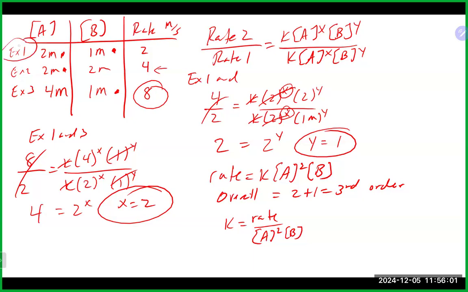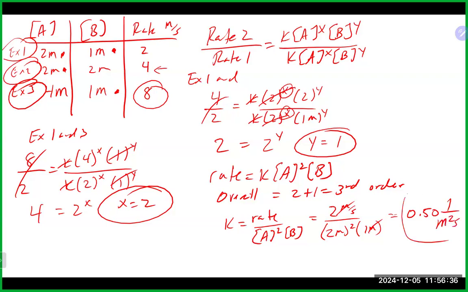Remember that it doesn't really matter which one you choose. Ideally, they all should give you the same answer, maybe even in my made up one here. So we'll go with 2 molar per second divided by 2 molar squared and divided by 1 molar. Now, if we do this here, we're going to get 2 divided by 4, basically, and get 0.5. For units, molarity on top, and one of them will cancel. 1 over molar squared seconds would be our units.